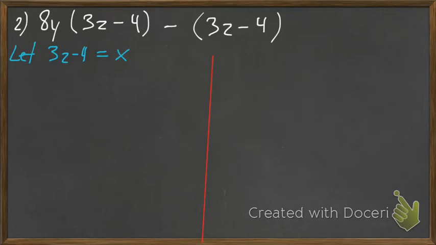Okay, same idea, different values, different example. Let's start off with the let statement. So let 3z subtract 4, which is what we have in both groups, equal x. So if we rewrite that, it'll be 8y multiplied by x subtract x. I actually don't need these brackets here either. It'll make it easier. Oh, I erased the whole thing. Let's write that again. Make it easier to see that I can really just pull out both of these x's. So I'd have x multiplied by 8y subtract 1.